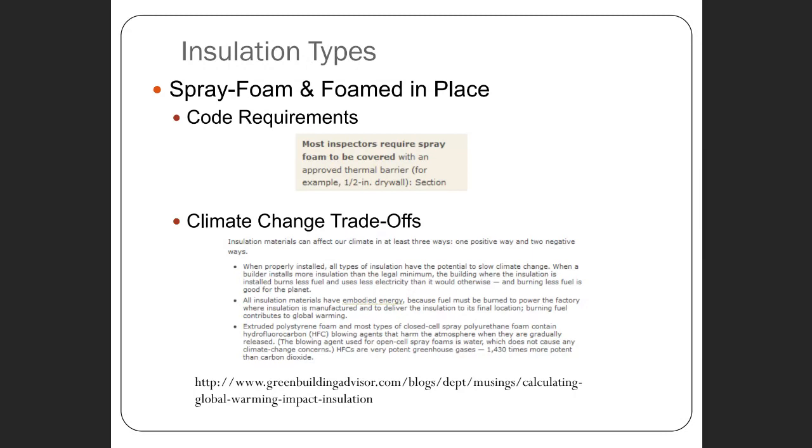Again, we have trade-offs. All this foamed in place insulation, if it's in a habitable space, has to be covered with drywall. And some of these foams and these materials have some issues in terms of the chemicals, so they need to be applied thoughtfully.